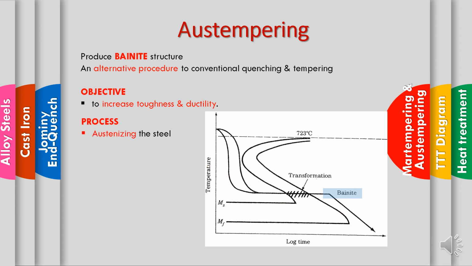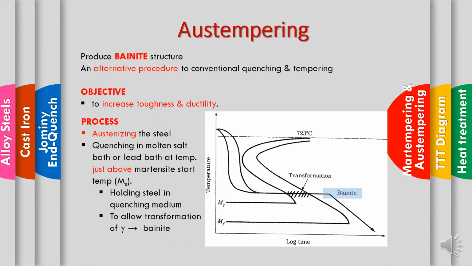Okay, the process is first the same thing, austenitizing the steel, and then quenching in molten salt bars or lead bars at a temperature just above the martensite start temperature. Okay, the same as the previous martensite. And then holding the steel in the quenching medium. At a low temperature, austenite transforms to bainite here, and then finally cooling to room temperature, and it will produce bainite.